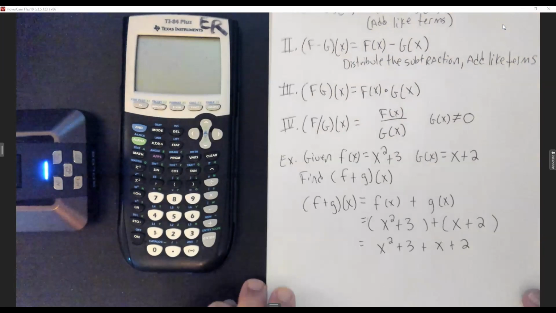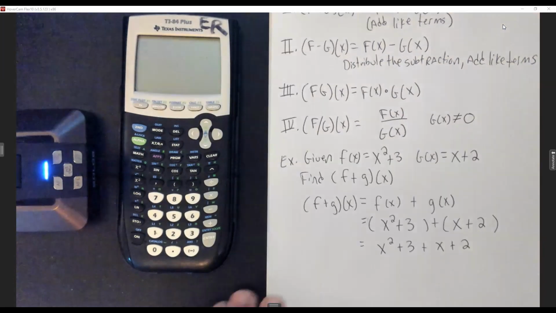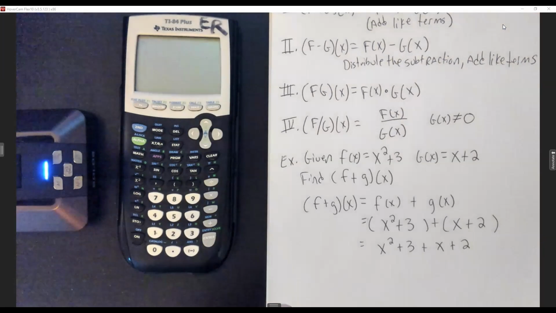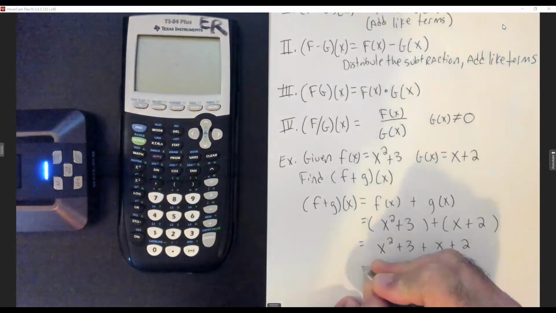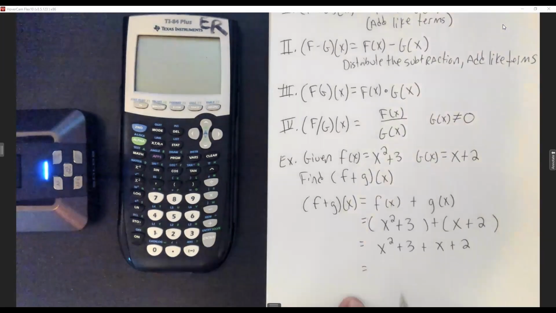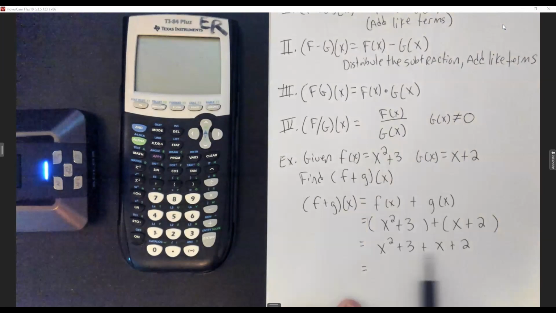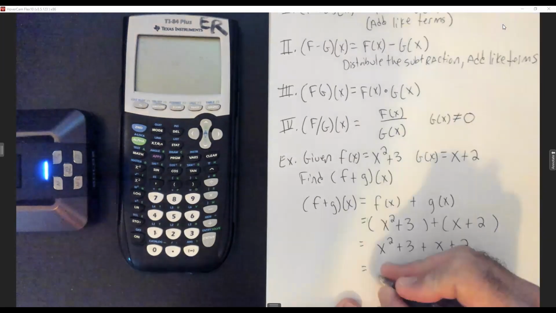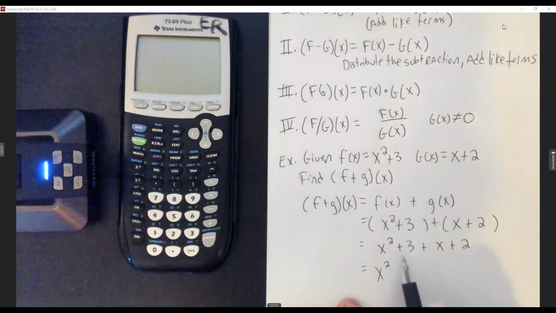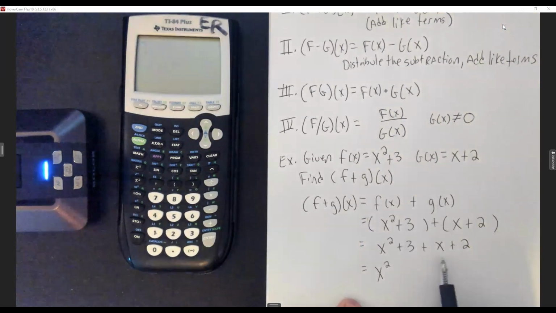So y'all, you're looking at that expression, x squared plus 3 plus x plus 2. The only thing we can do is add those like terms now. So if you notice, nothing will add to the x squared because there's no more x squareds here. So the x squared will come down. And I'm going to put mine in order. So next I'm going to put the x's. And I've only got the one x, so it'll come down.